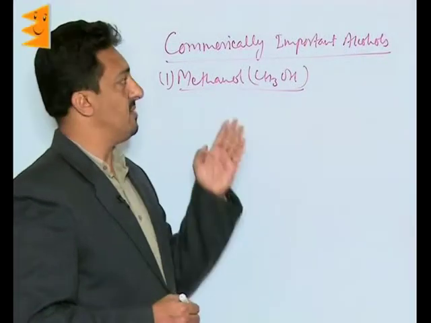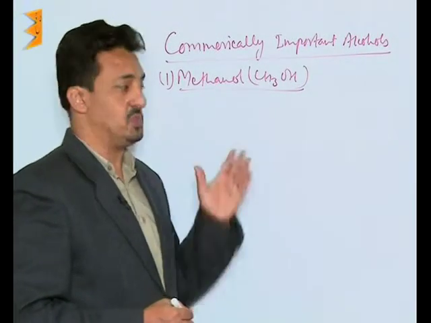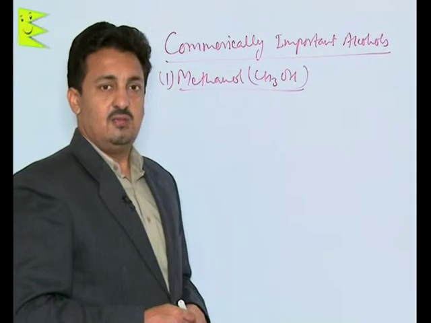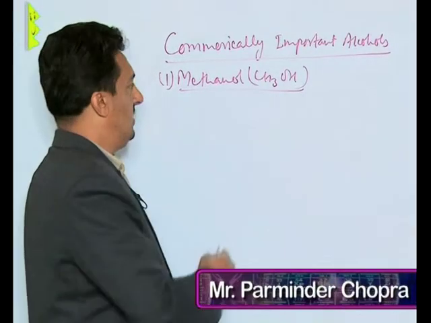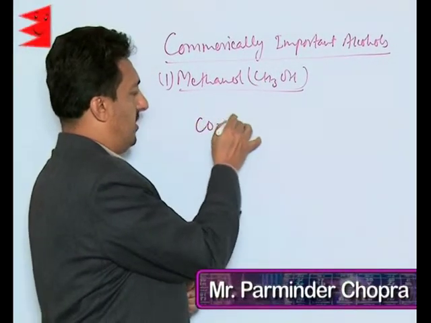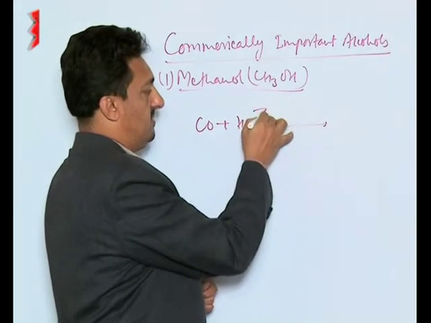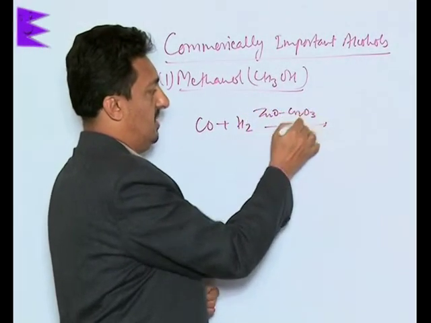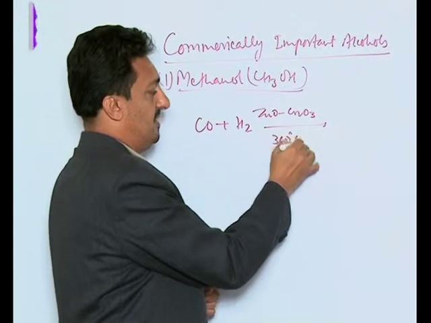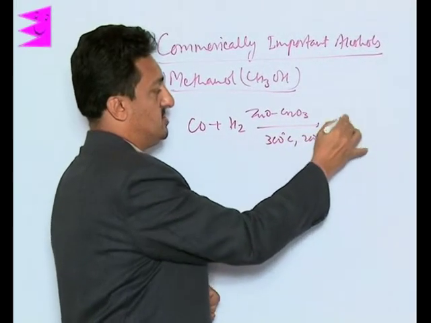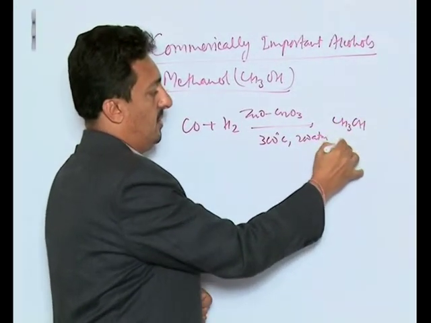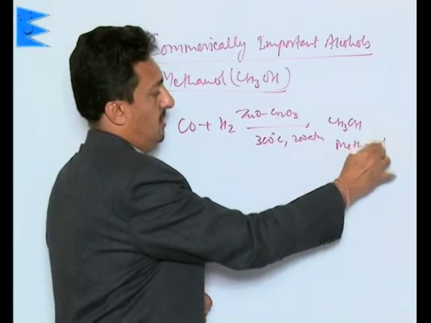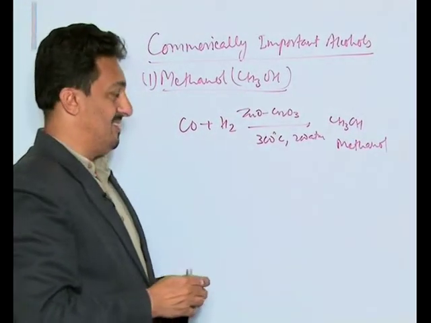Now let us see some commercially important alcohols. The first one in the list is methanol, which is also called wood alcohol. Methanol is obtained from water gas when it is treated with zinc oxide and chromium oxide at around 300 degrees Celsius and 200 atmospheric pressure. It gets converted to methanol. That is its industrial preparation.